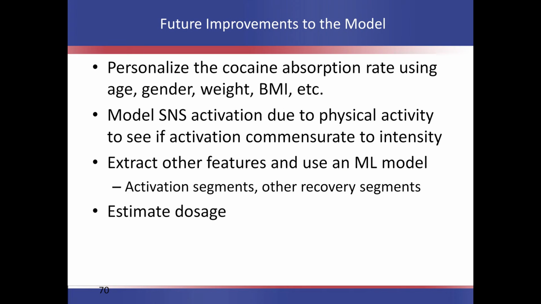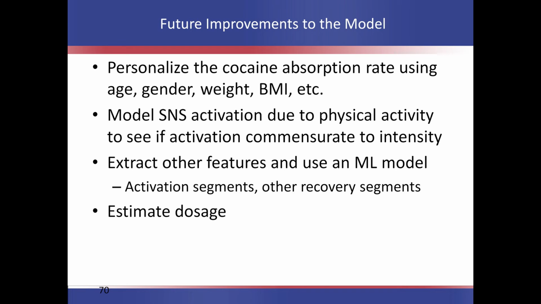There are several improvements that one could make to the model. One could personalize the cocaine absorption rate, or metabolism rate, using age, gender, weight, and BMI, all of which affect that rate. We could model the SNS activation due to physical activity to see if the activation of the R2R interval is commensurate to the intensity, but estimating the intensity of physical activity using one accelerometer on the chest is going to be challenging.